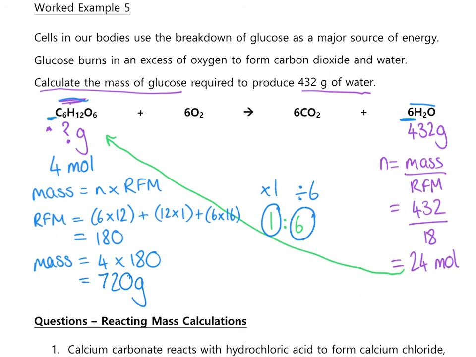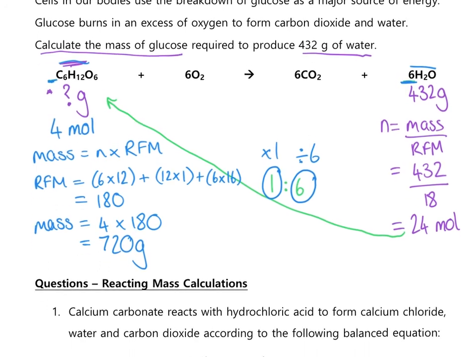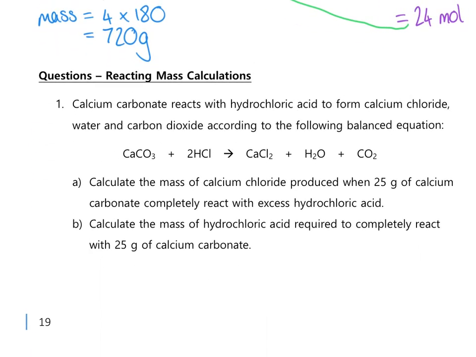So again, you can bring your number of moles to any part of the equation as long as you've converted it to moles. You cannot go from 432 grams to 720 grams. You have to convert to moles first. If you're still unsure about any of those calculations, go back and replay the examples and work through them again. But if you're confident, move on now to these reacting mass calculations.